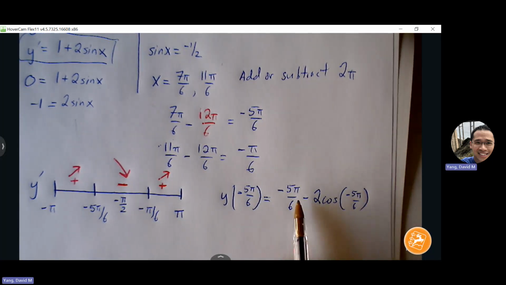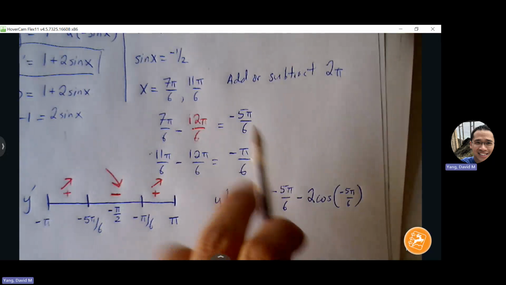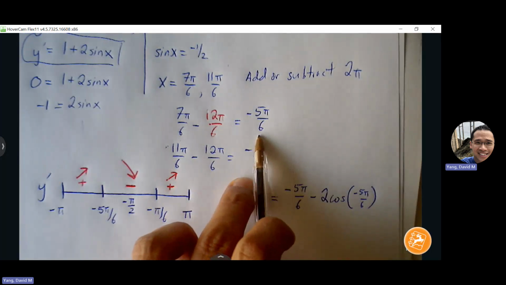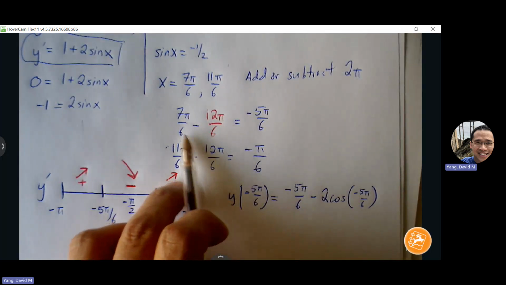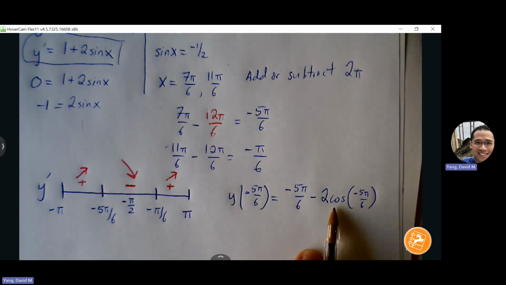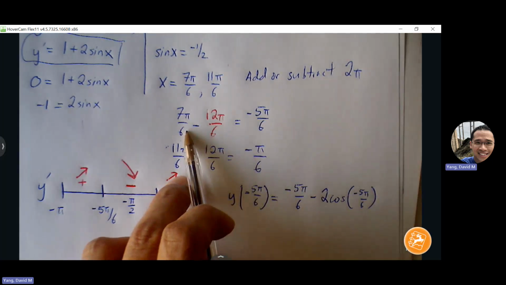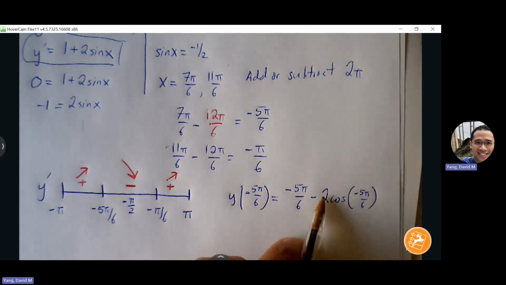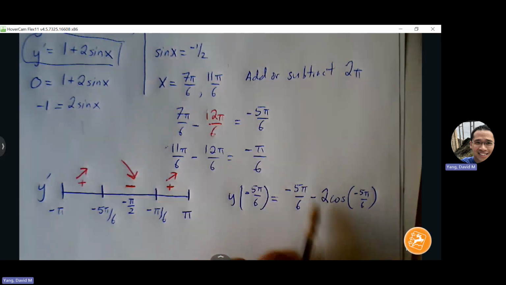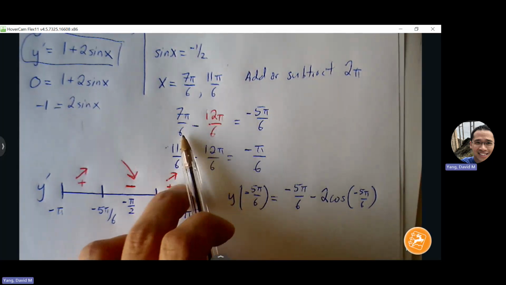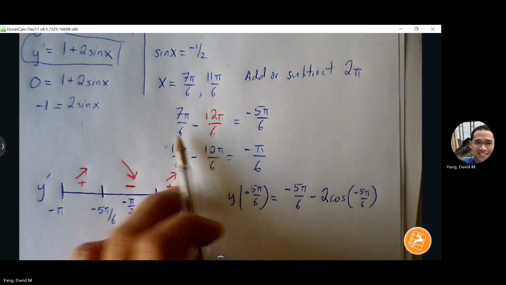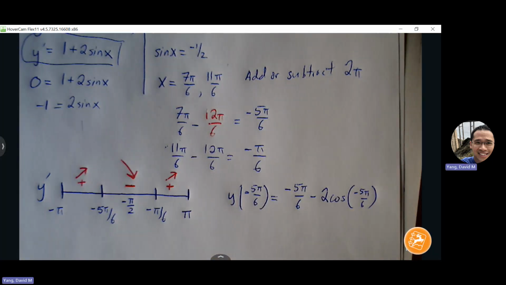Now, this is obviously a negative value here. Now, cosine of negative 5 pi over 6, if this feels a little bit strange, you can always go back and see where it came from. Negative 5 pi over 6 is really 7 pi over 6, right? So cosine in the third quadrant, positive or negative? Negative. And what's cosine of 7 pi over 6 then? Negative 3 over 6, right?